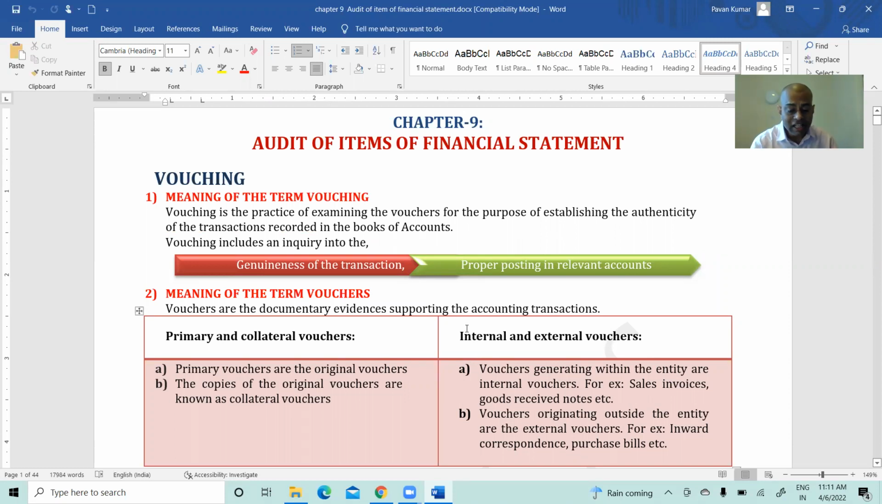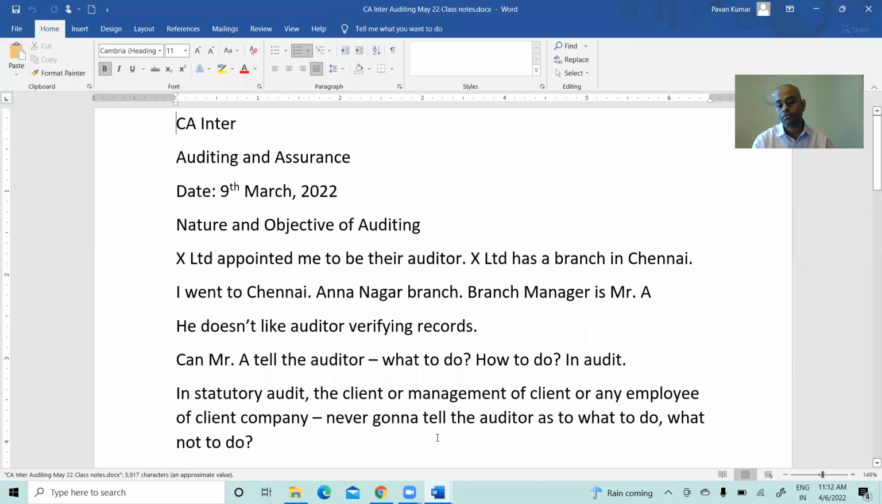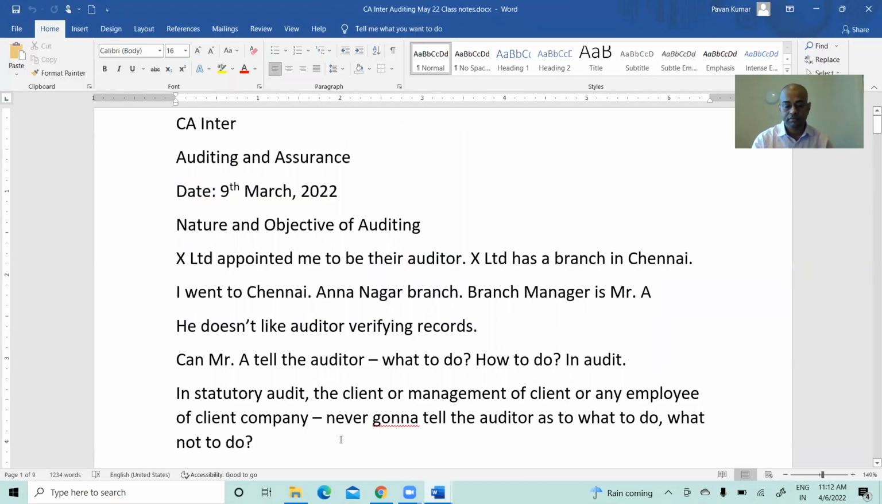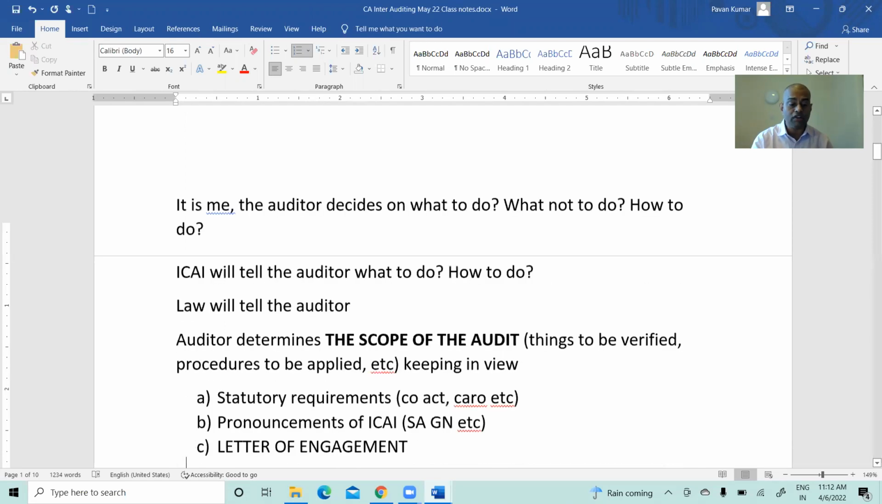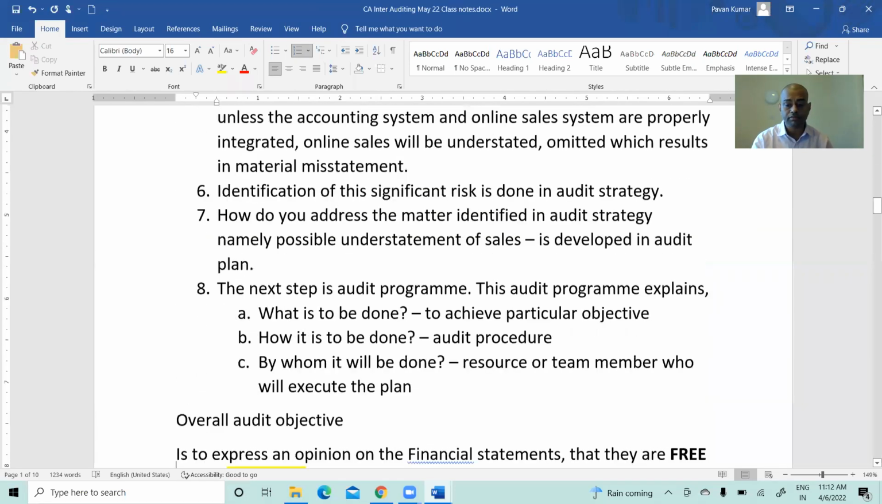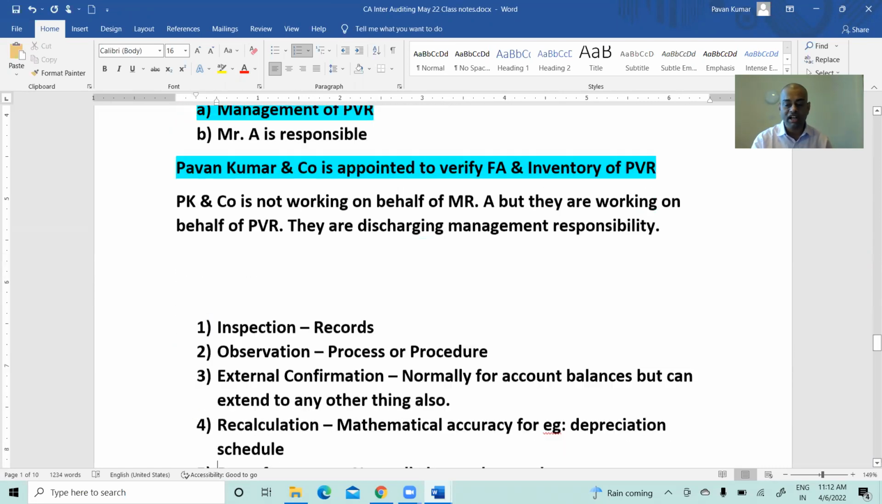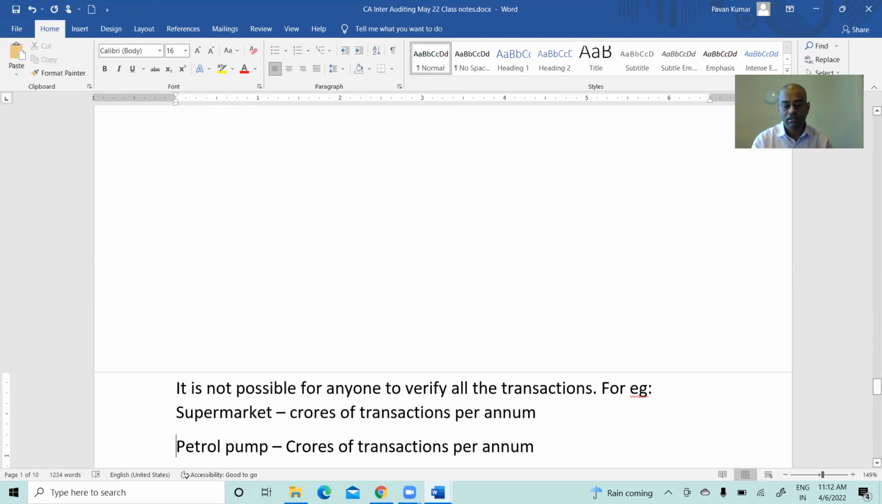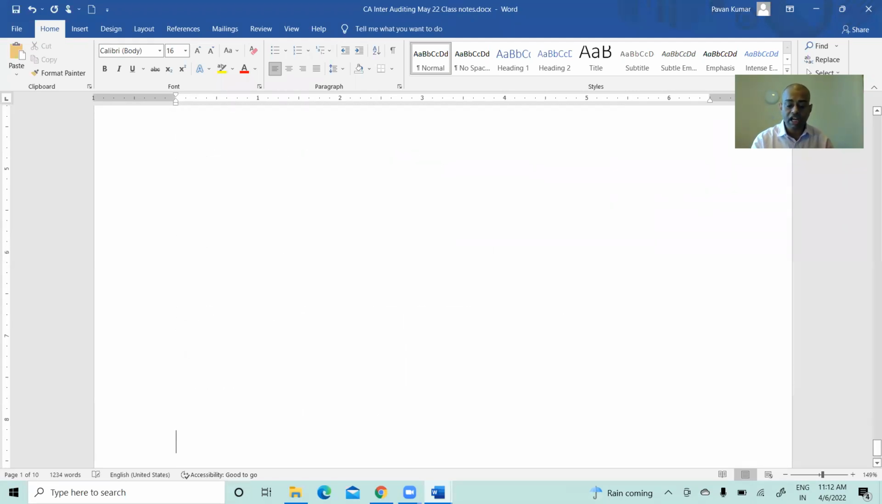Very good. So Sandeep, can you tell me what is the difference between vouching and verification? So one is for balance sheet items and the other one is for profit and loss items. Okay. So purchase of fixed assets. What will you do, vouching or verification? So vouching. Sorry, verification. Fixed assets. Purchase of assets, vouching or verification?